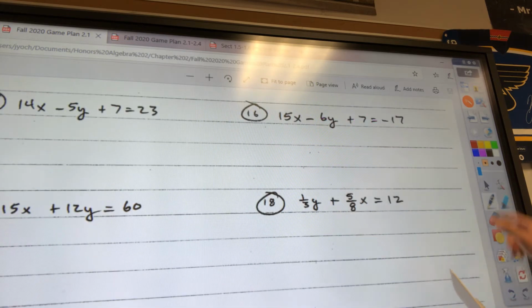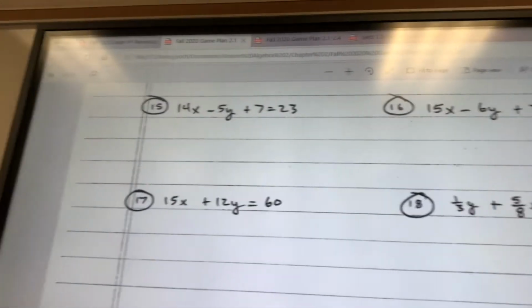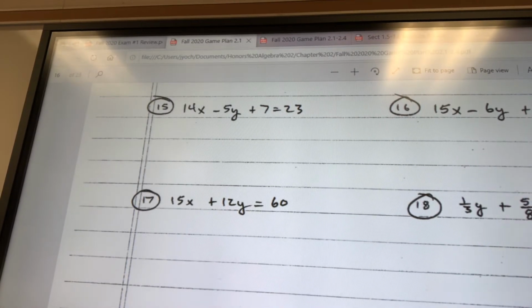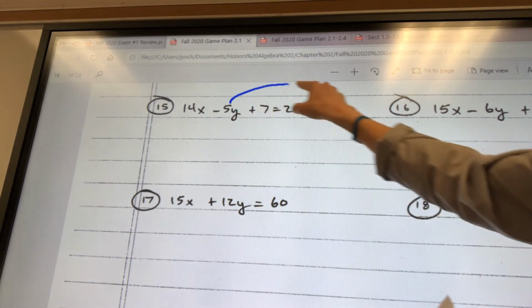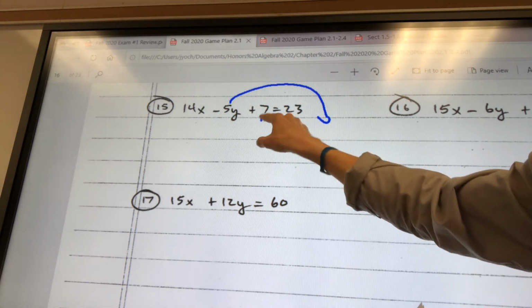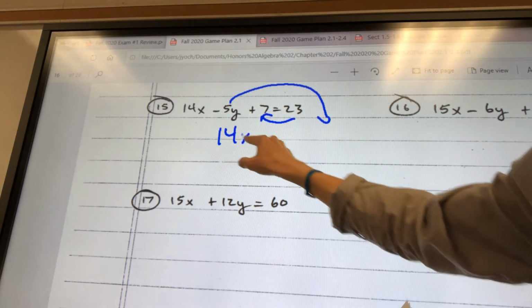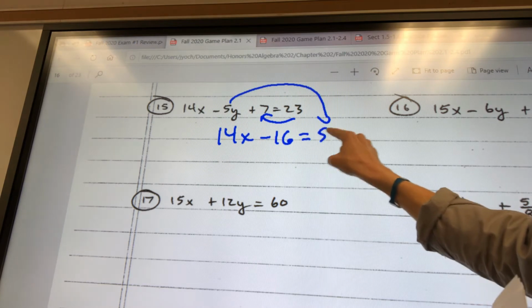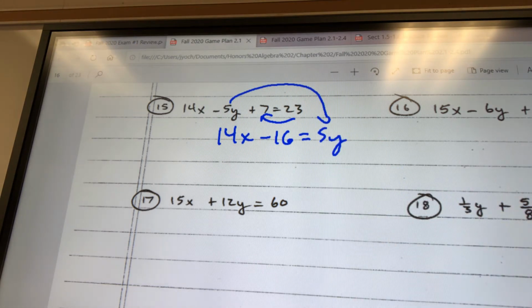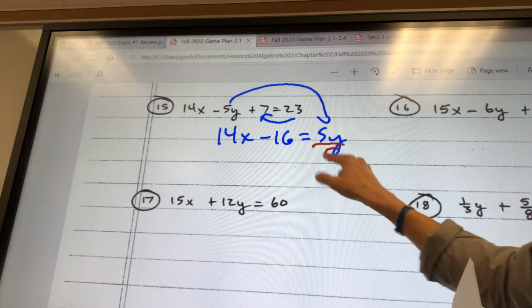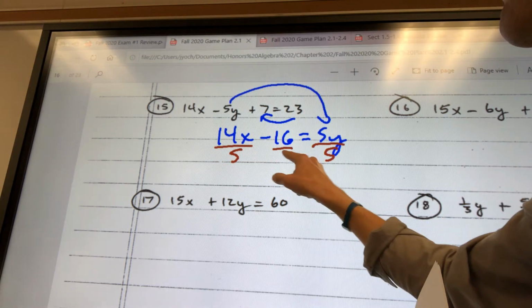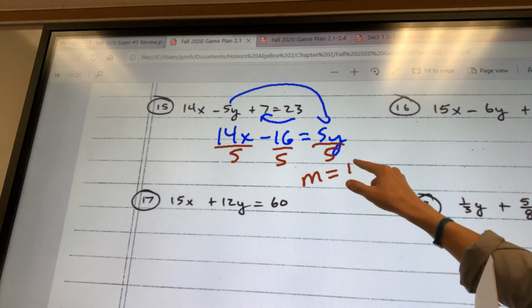Let's talk about number 15. This is a rate of change. Again, rate of change, y equals mx plus b. Just get the y all by itself. Why don't I move the y over while moving the 23 over? 14x minus 16 is equal to 5y. Divide by 5. The slope is 14 over 5.